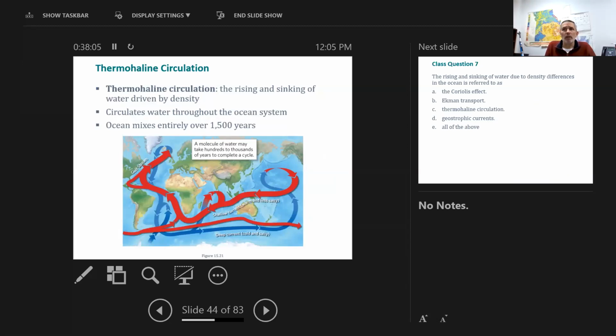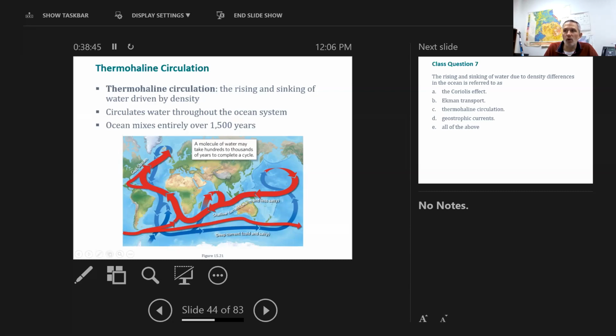So the combination of all of these different transporting, the circulation due to surface winds, as well as density-driven deep water movements, is going to create what's called thermohaline circulation. And this is going to be caused from density of water. Water that's going to be most dense is going to be cold, salty water.